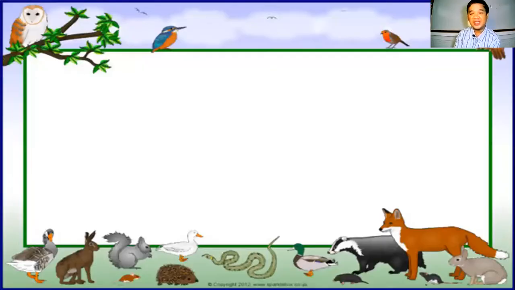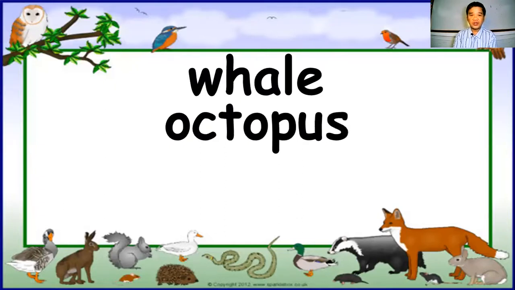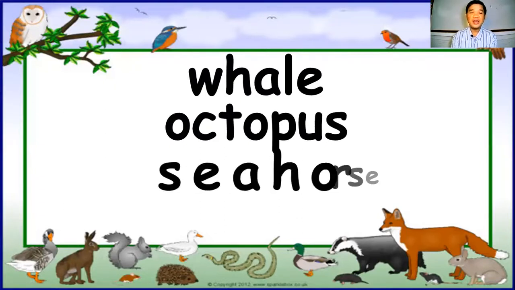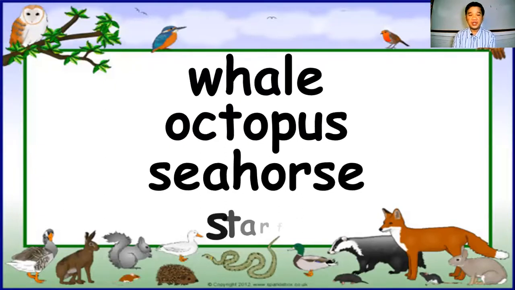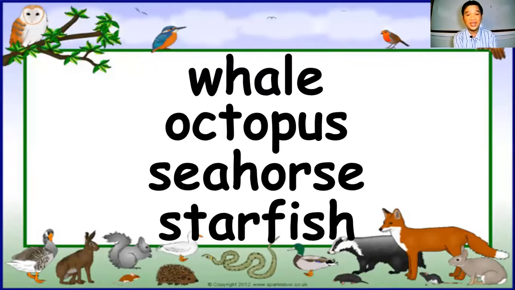And to make it short, the list of the examples of the animals that live in the sea are the following. We have the whale, we have also the octopus, and we have also what we call the seahorse, and of course, the starfish. So these are only the examples of the animals who live in the sea. Sea is one of the habitats of the animals.